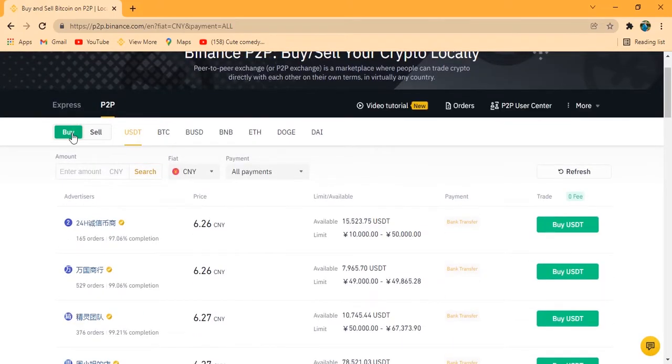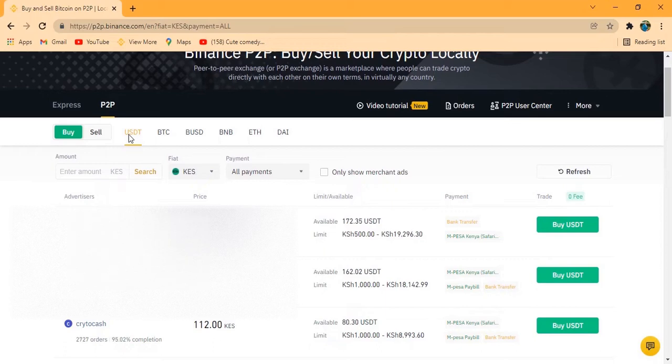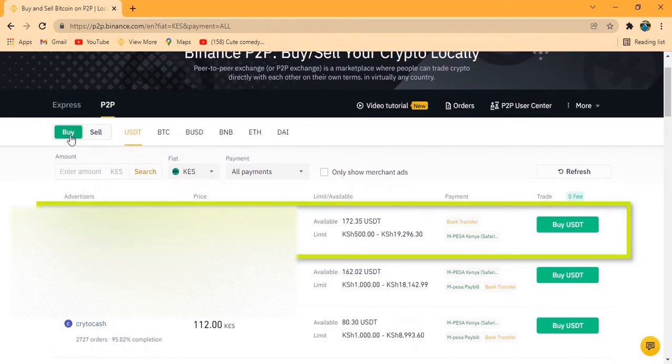Here it's buying any currency you want to deposit. I'm going to use Kenya shillings to buy any crypto you want. So here it means you buy USDT with Kenya shillings. By the way, you can buy any coin, like Bitcoin, BNB, using Kenya shillings.